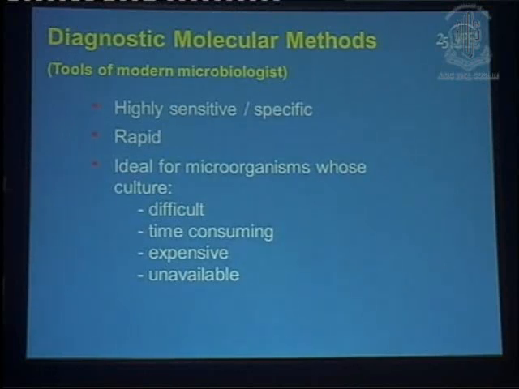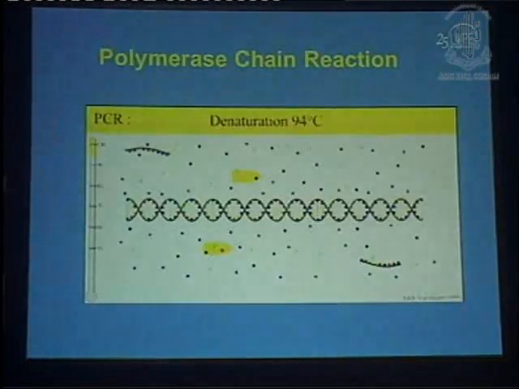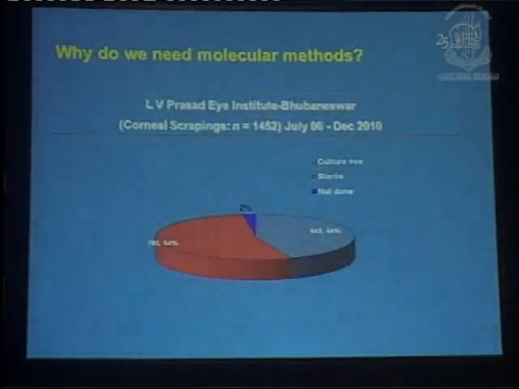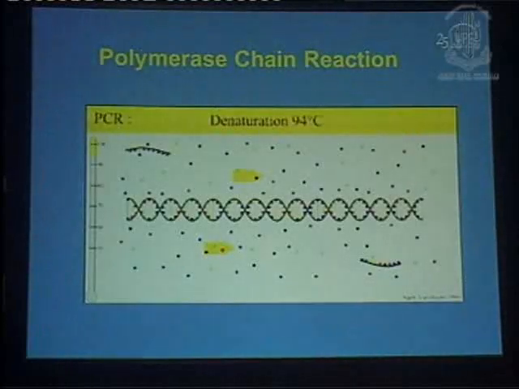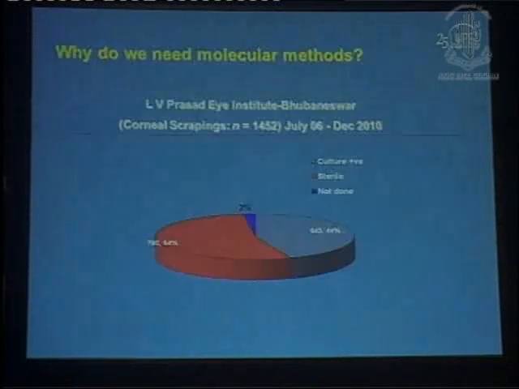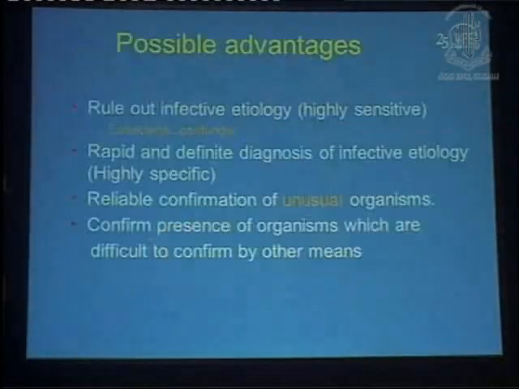These methods are highly sensitive and specific. They are rapid as well. And this slide is just to show you that the DNA of an organism can be amplified several fold when you do PCR, and then the laboratory has methods to detect the presence of such DNA.